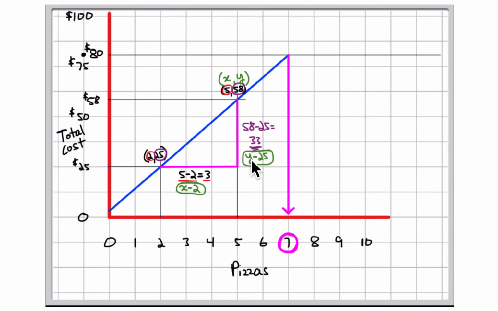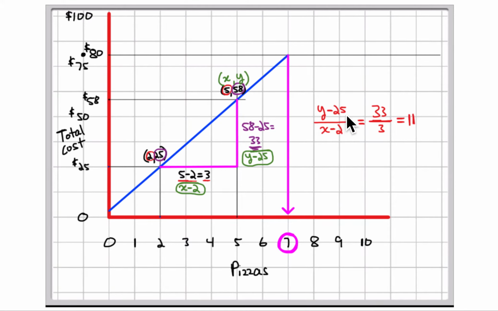So that ratio, that length, y minus 25 over x minus 2 is equal to the cost per pizza. We know what that is. So y minus 25 to x minus 2, it's the ratio of these lengths, or these number of units. That is equal to 11. So what that tells you is that the number of units in the vertical direction, which is the cost, is 11 times the number of units in the horizontal direction.